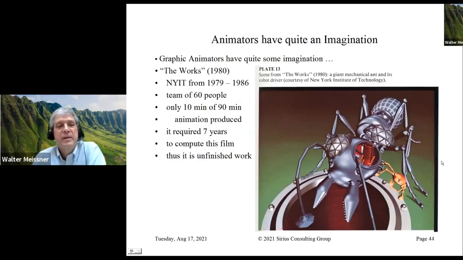Anyway, animators have quite a bit of imagination. Here's something done about the same time Tron was done.